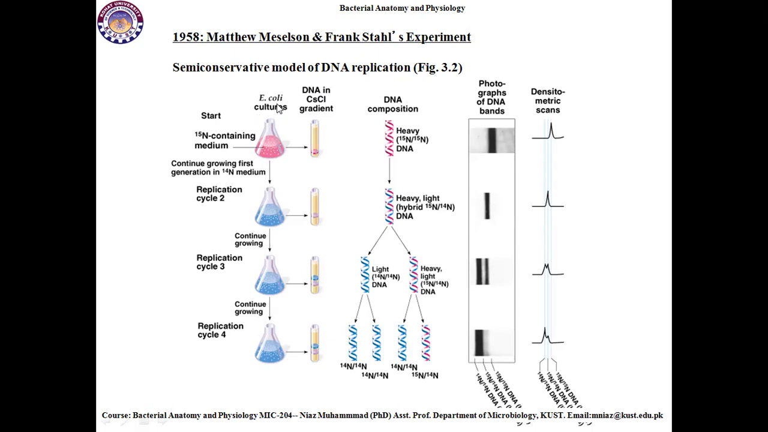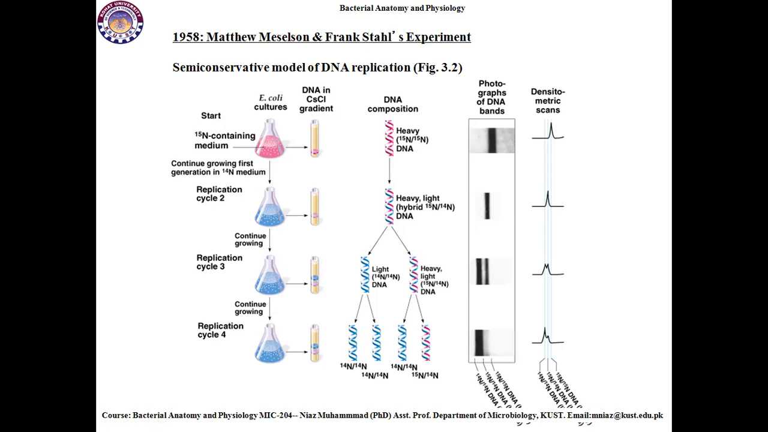They have taken E. coli culture, that is called starter culture, and grown it in nitrogen 15 containing medium. They grow E. coli in nitrogen 15 containing medium, and the DNA was extracted from here. DNA is run in a cesium chloride gradient. The DNA composition: DNA has heavy N15 on both strands.